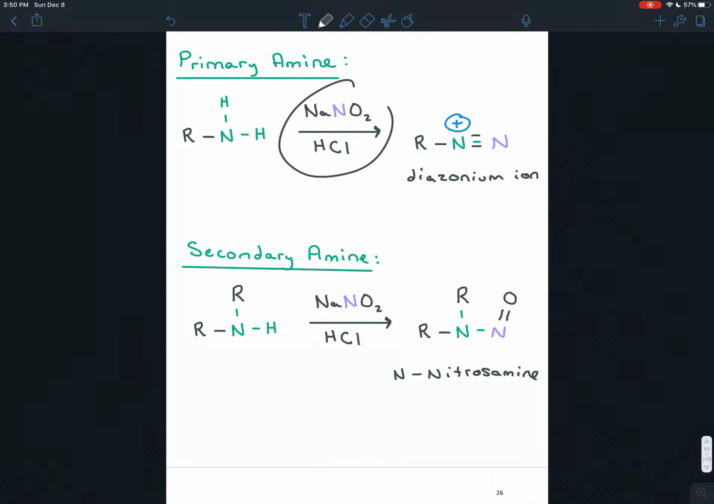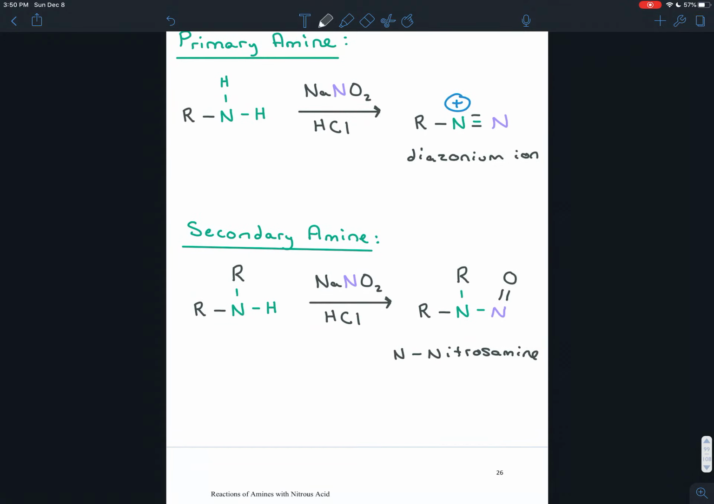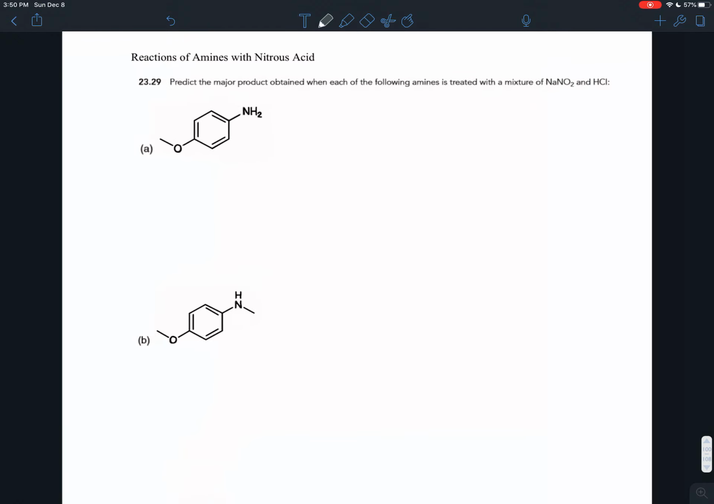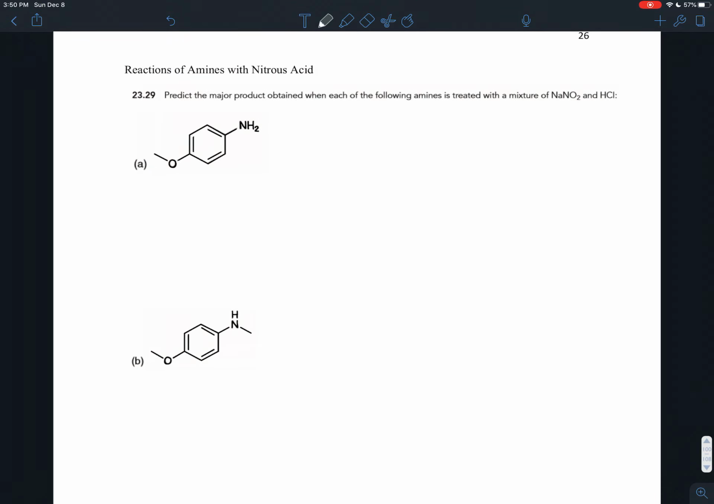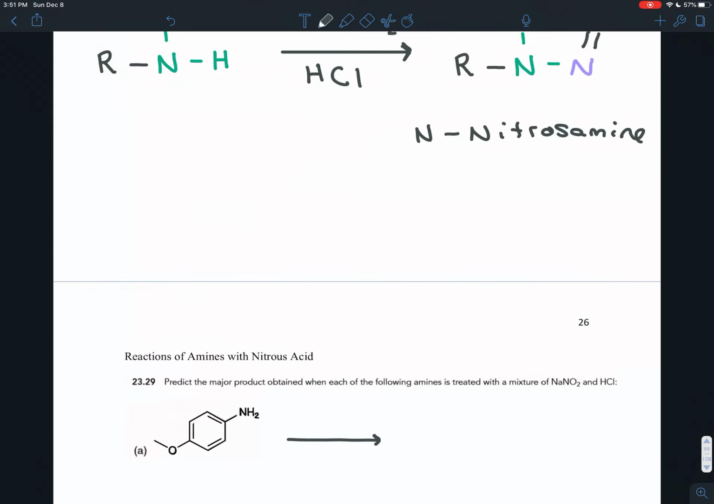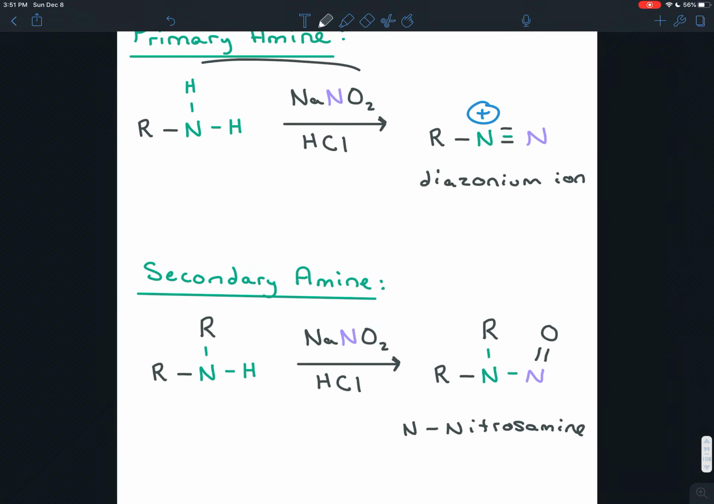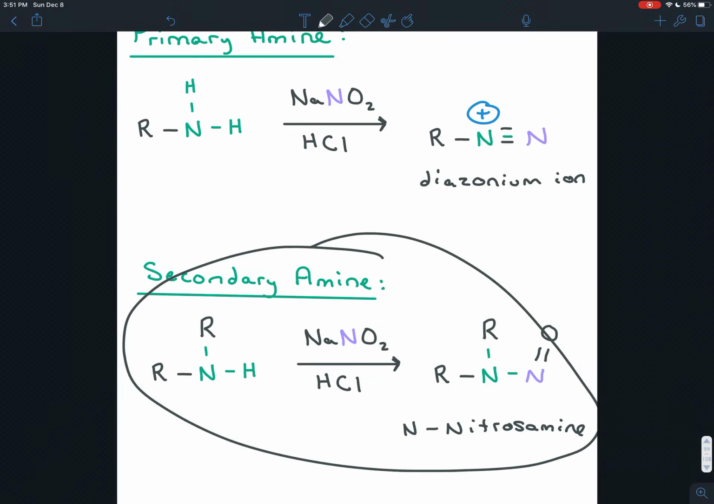Now notice, we're treating these with the same reagents, but they get either further along in the mechanism that we drew in the previous video, or not as far along, depending on whether you have a primary or a secondary amine. But we can use that piece of information to predict the products in exercise 2129. Here they're saying, predict the major product obtained when each of the following amines is treated with sodium nitrite and HCl. That recipe will turn a primary amine into a diazonium ion, and a secondary amine into an N-nitrosamine.